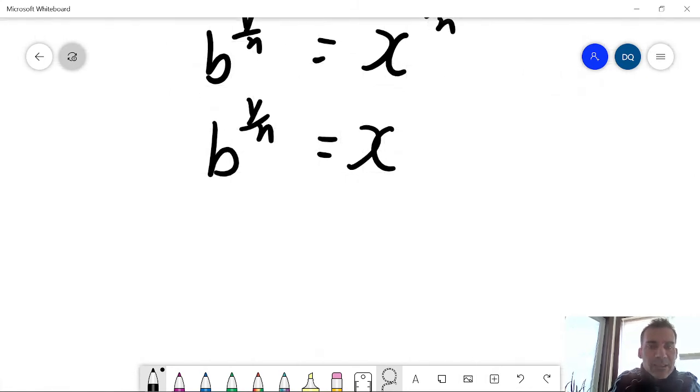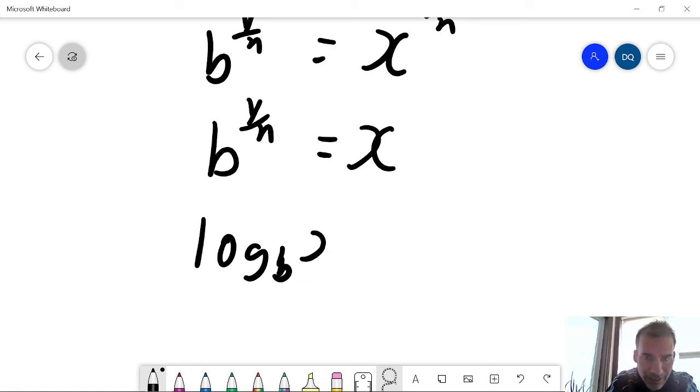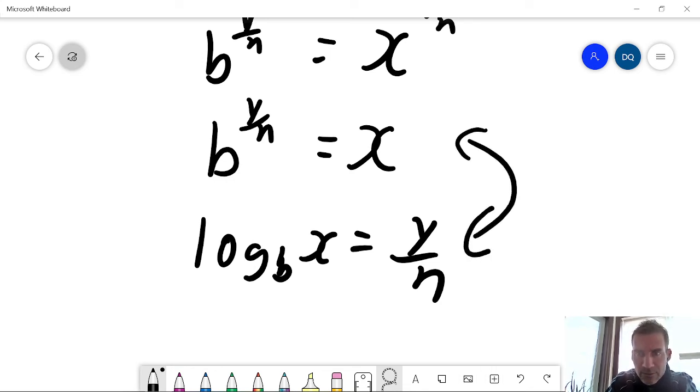If I were to write this exponential equation in log form, and you must master going between exponential equations and log form, going back and forth. You can look at the other video if that's not perfectly clear. There's one that's called Introduction to Logarithms. Anyhow, this is now the base b log of x is equal to y over n. Again, I just used the definition of a log. So that's the exponential form, and that's the log form of the same idea.